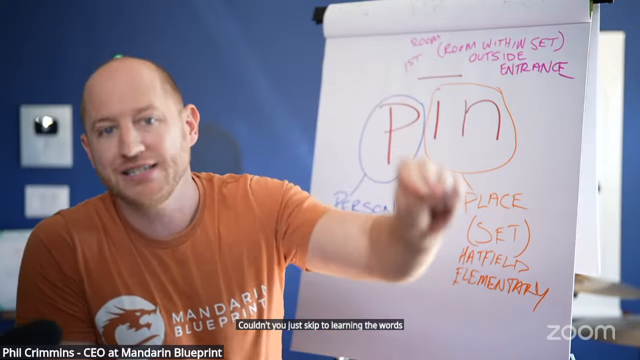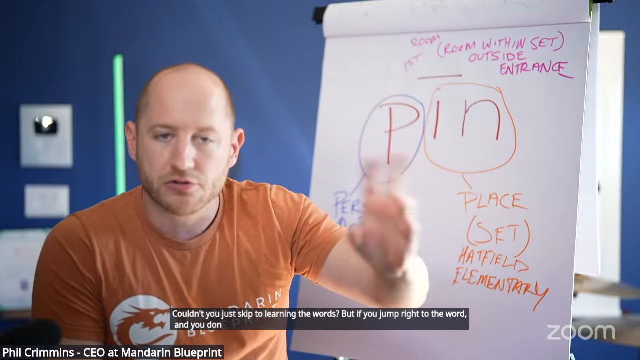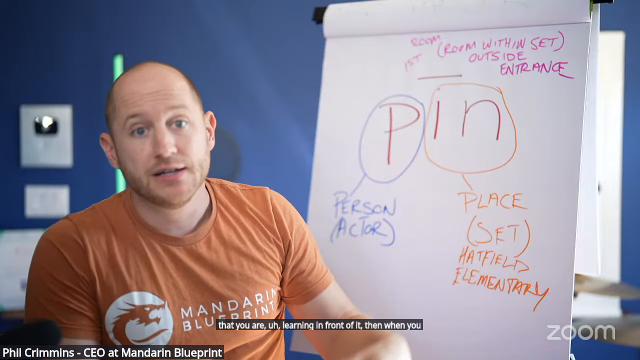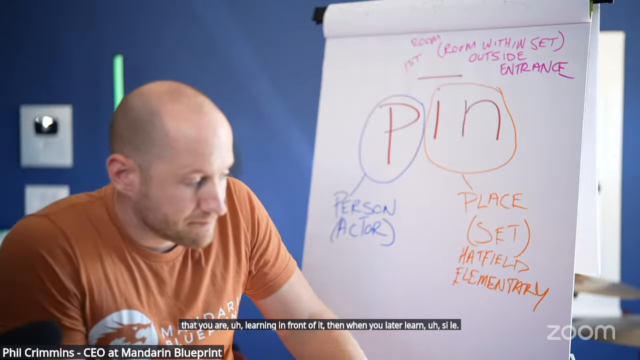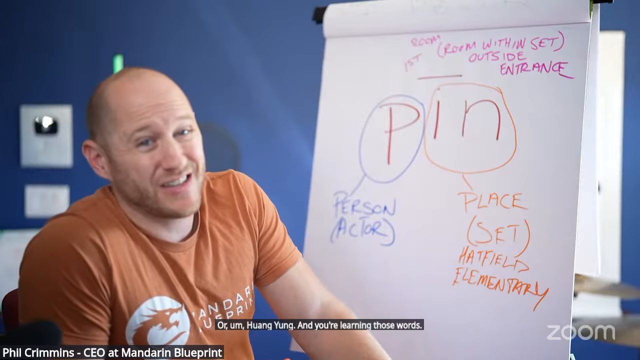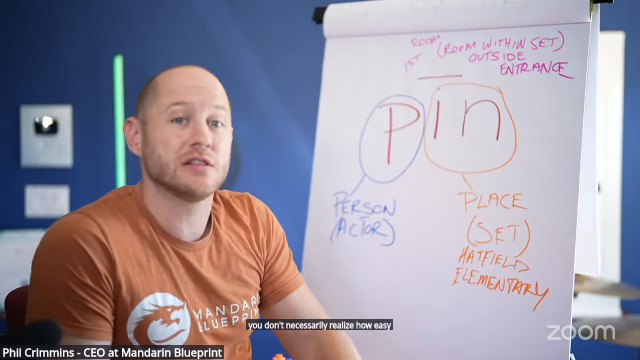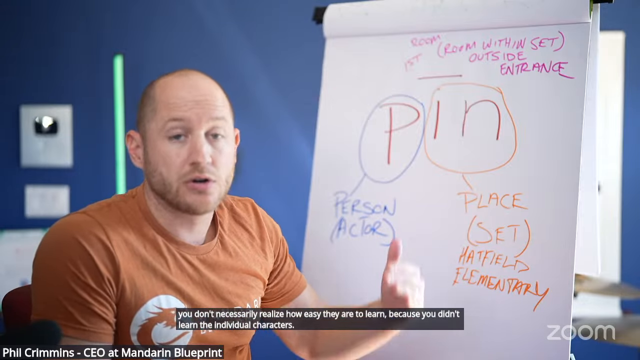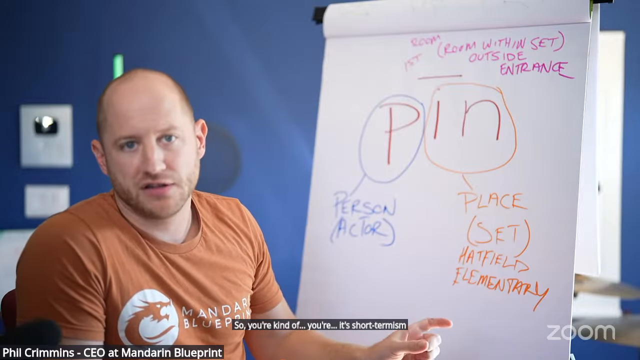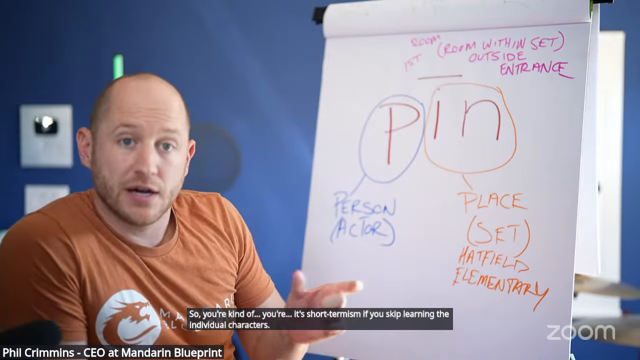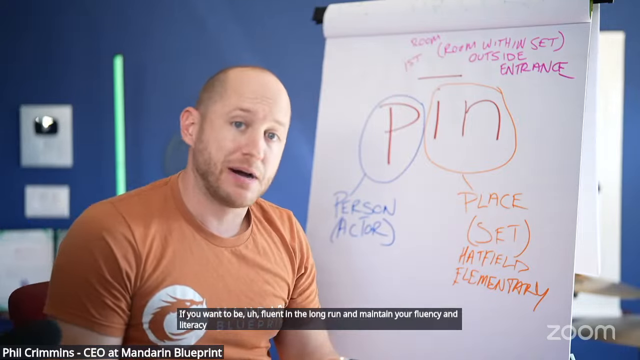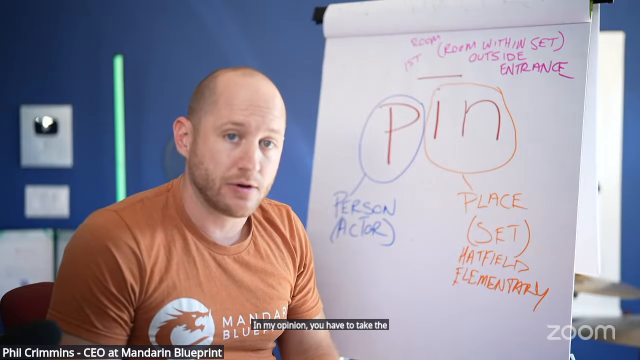But if you jump right to the word and you don't understand the characters in front of it, then when you later learn xi le or 欢迎, you don't necessarily realize how easy they are to learn because you didn't learn the individual characters. So it's short-termism if you skip learning the individual characters. If you want to be fluent in the long run and maintain your fluency and literacy, in my opinion, you have to take the characters seriously and learn them one by one.